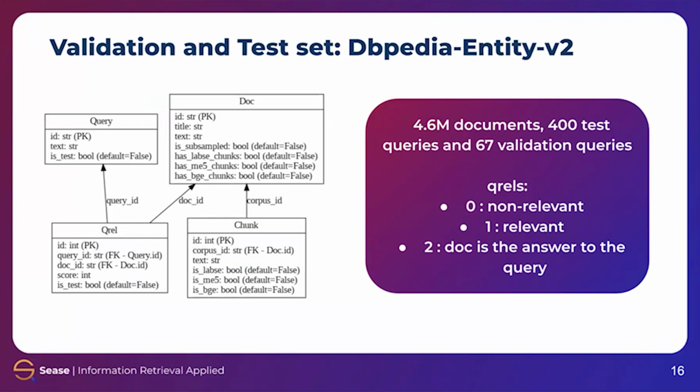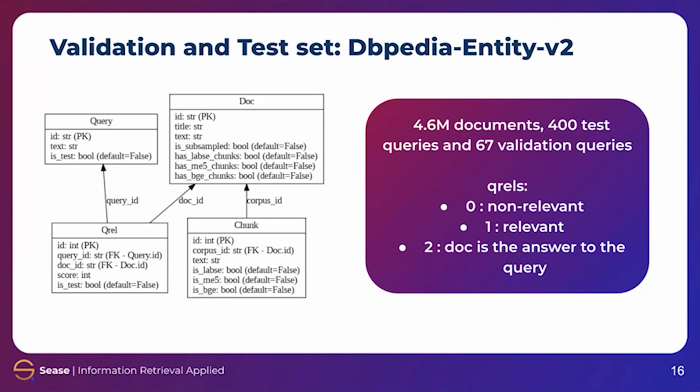Okay, this is the validation and test set. I was not able to find one dataset in Italian at that time to test our models. So what we did was take Wikipedia entity version 2, which comes from the Wikipedia graph and has 4.6 million documents. You can read the specs, but the important thing is that it contains relevance judgments, and is split in test queries and validation queries.